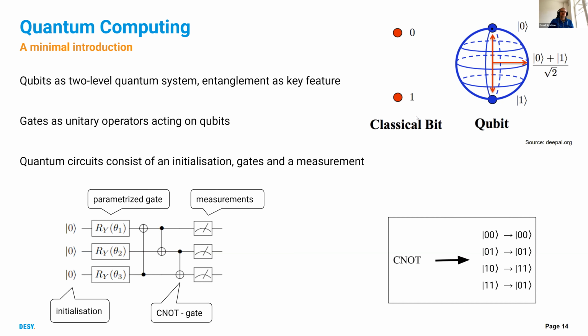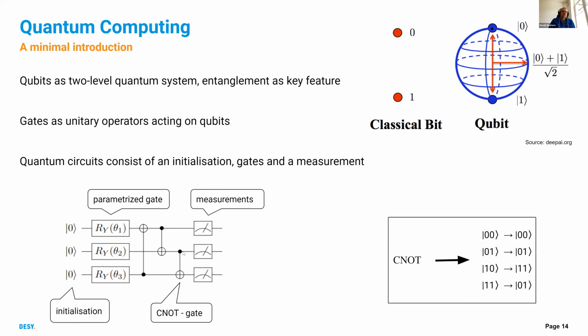One can imagine that a qubit is a vector inside a sphere, and that the gates are rotating these vectors around the center of the sphere. A quantum circuit consists, similar to a classical circuit, of an initialization, there are gates and there are measurements. And in this example, these single qubit gates are parametrized gates. And that means that a rotation of the qubit vector is performed with respect to a parameter theta in this case. The CNOT gate here is an example for a 2-qubit gate.